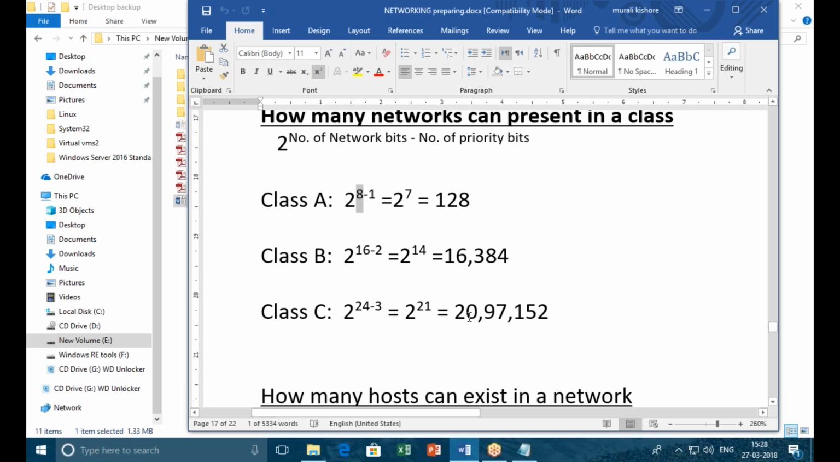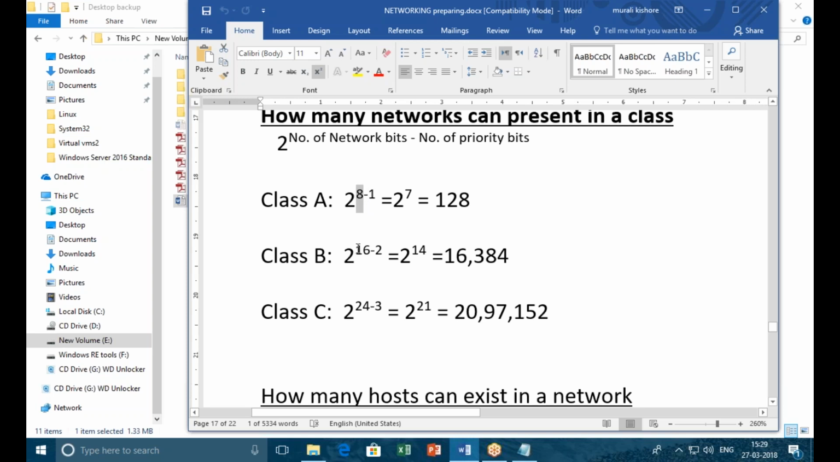Till now we have been discussing octets: 1 octet, 2 octets, 3 octets. Here we are discussing in the form of bits. So 1 octet is equal to 8 bits, 2 octets 16 bits, 3 octets 24 bits.